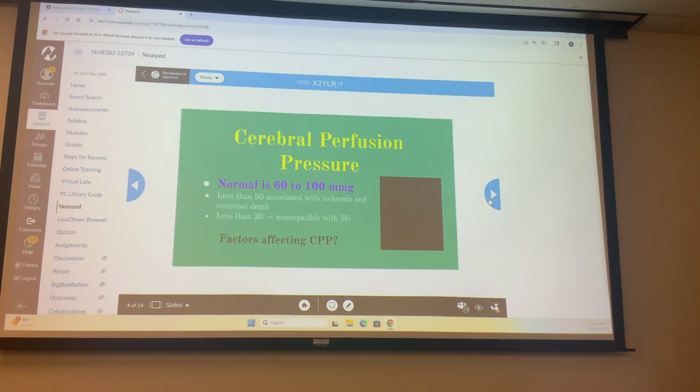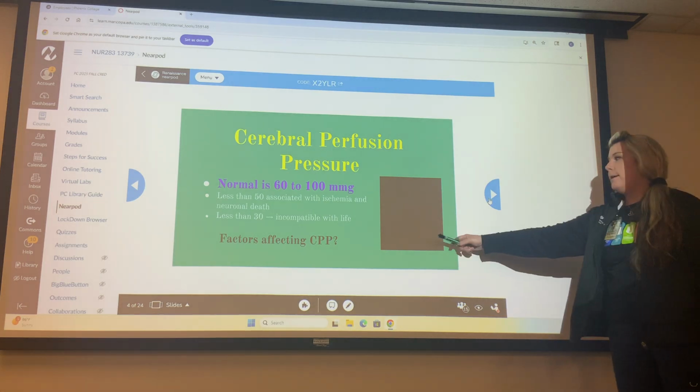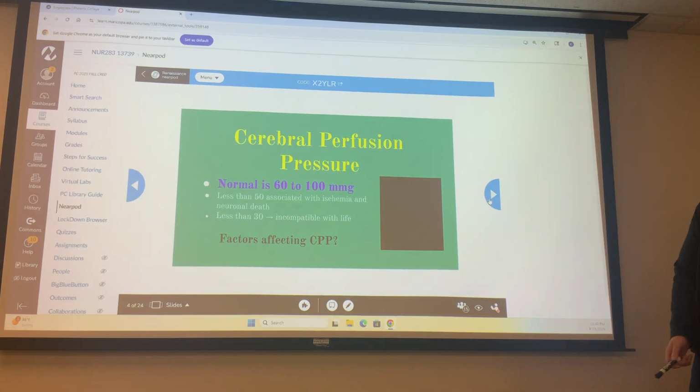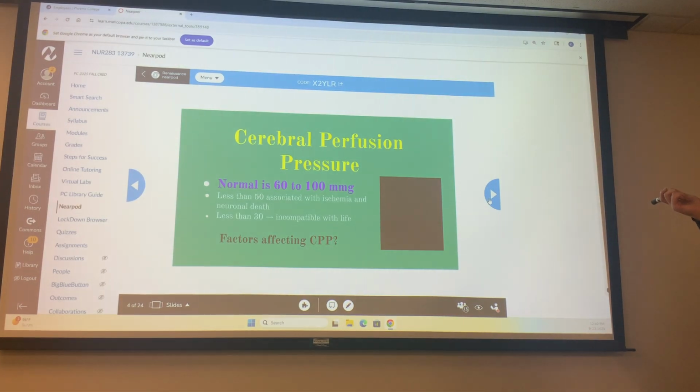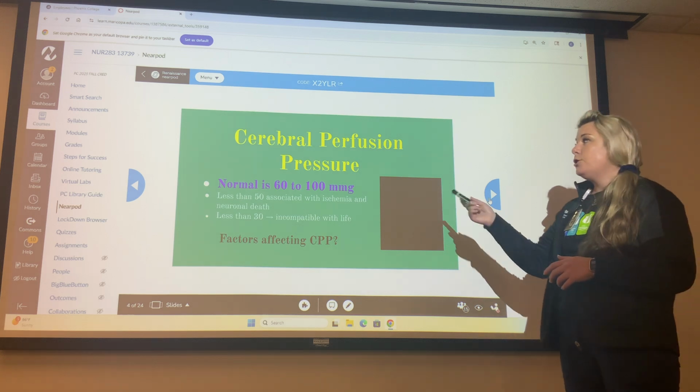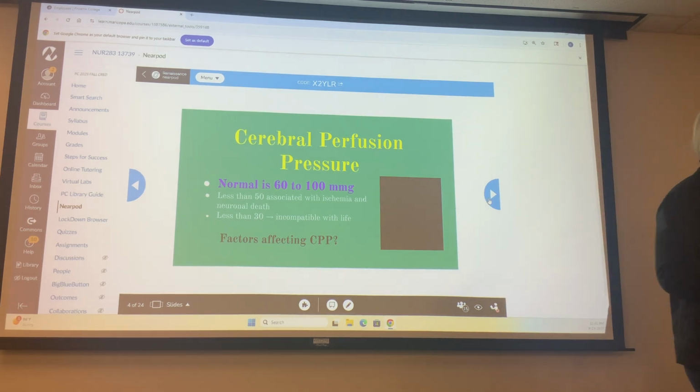So let's talk a little bit about cerebral perfusion pressure. The normal cerebral, this used to be a brain. I don't know why it's blocked out now. But the normal, you need to know this number, okay? Go ahead and put a star by it. You need to know this. Normal cerebral perfusion pressure is 60 to 100. Okay? Less than 50 is associated with ischemia and neuronal death.